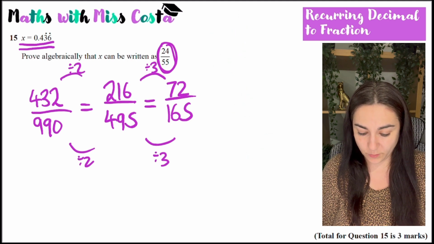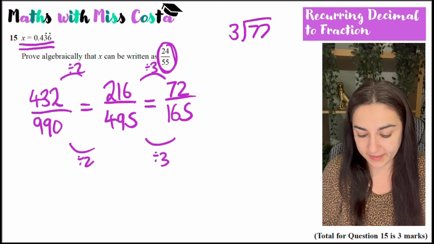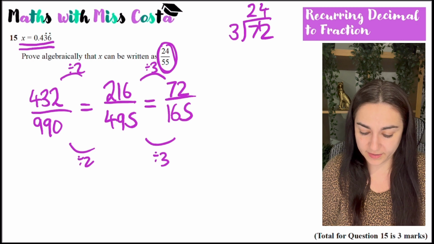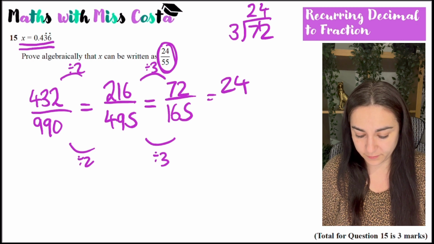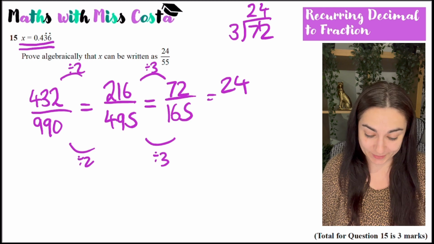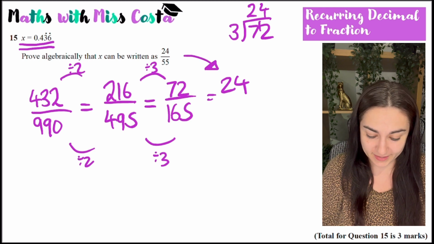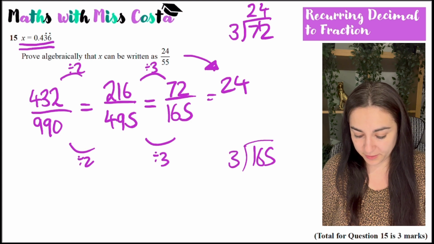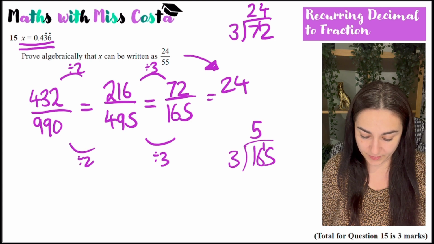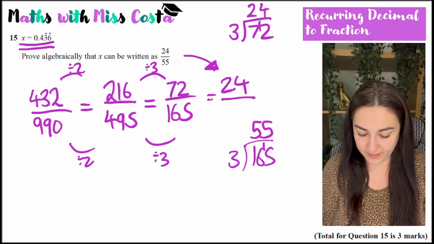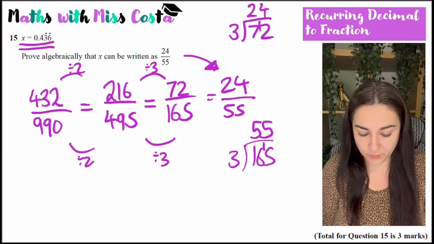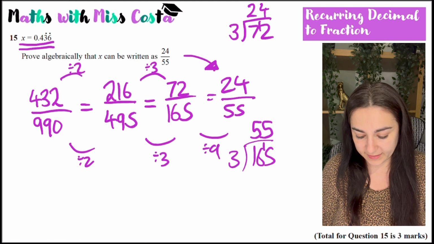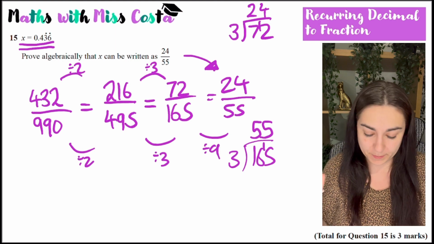Once again, I need to think what I can divide by. Well, let's try 3. So 3's into 72 goes twice, remainder 1, and 4. So that would be 24. And it's looking promising because that's what I want my final answer to look like. And then 165 divided by 3. 3's into 16 go 5, remainder 1, and 3's into 15 is 5. So that is how you would show that it can be written as 24 over 55. If you recognised that you could divide it by 9, you could start there, but this is just showing how you'd break it down.